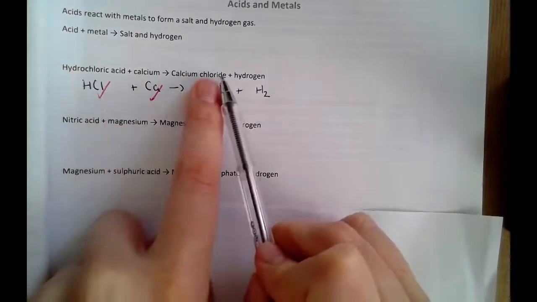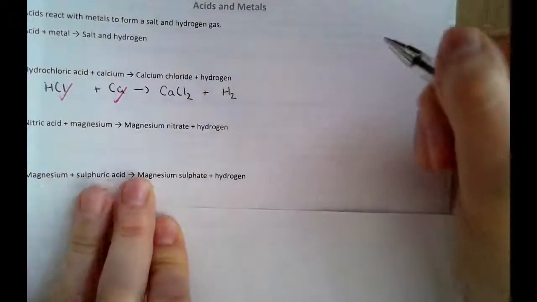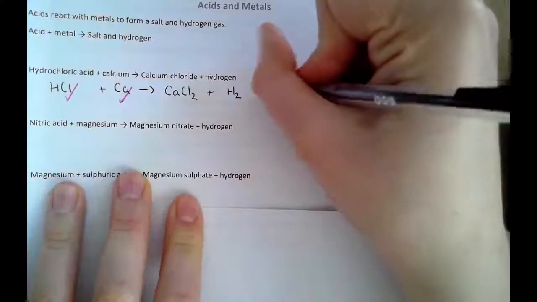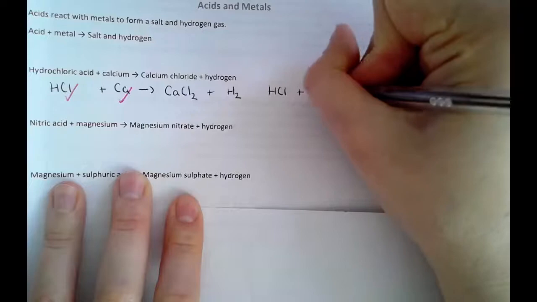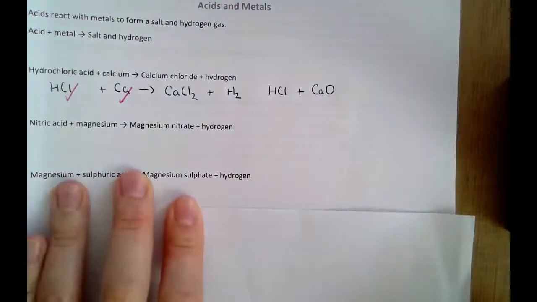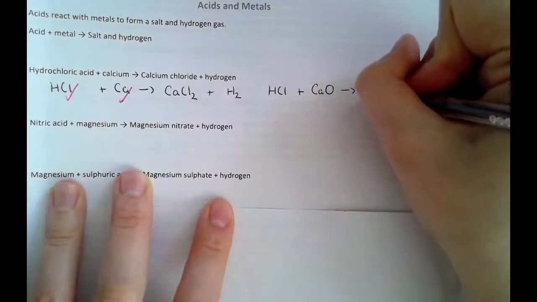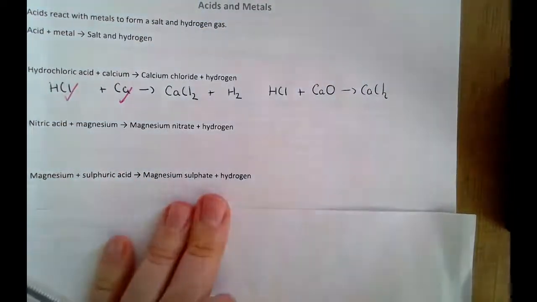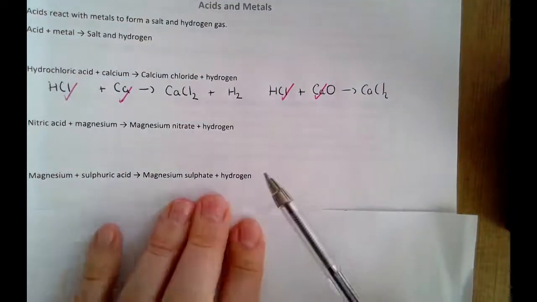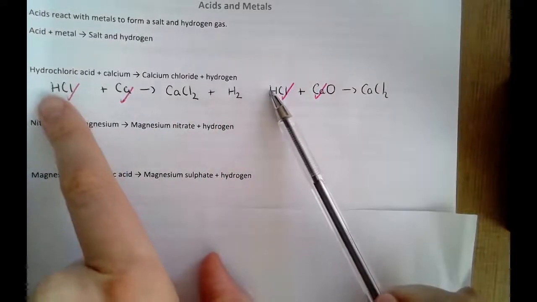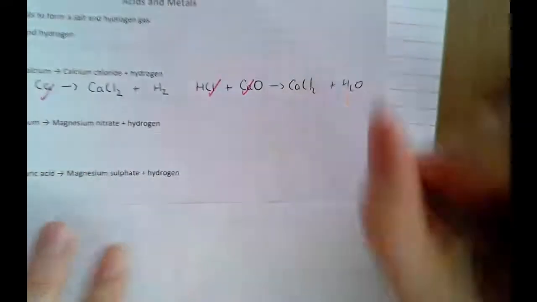You don't include it in the salt, so it's left over and you form H2. If I had a base instead, so if I had hydrochloric acid, and instead of having calcium, if I had calcium oxide, because metal oxides are bases, I would form the same salt, so I would form calcium chloride. So I'm using up the calcium and I'm using up the chlorine in my salts. And this time, not only am I left with a hydrogen, but I'm also left with an oxygen, which then combine to give me H2O.